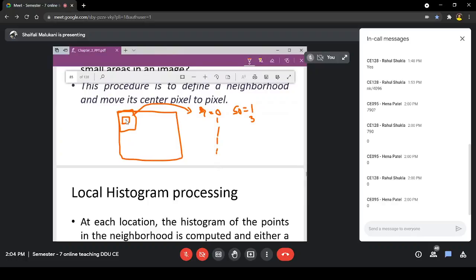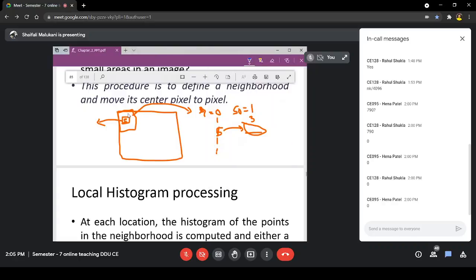Then you will take the center value. Suppose that center value is 5, and you will see in that table what is the equivalent value of this 5 after histogram equalization. And that value 5 is replaced with this equalized value.